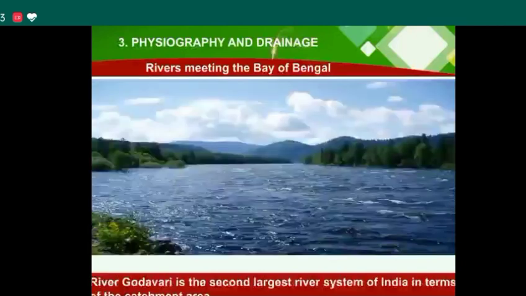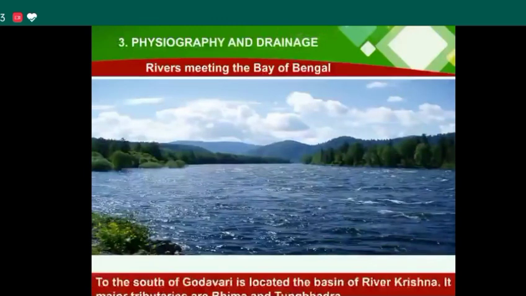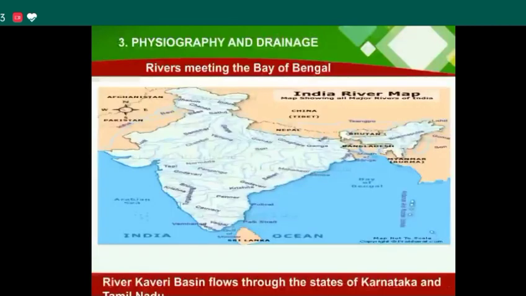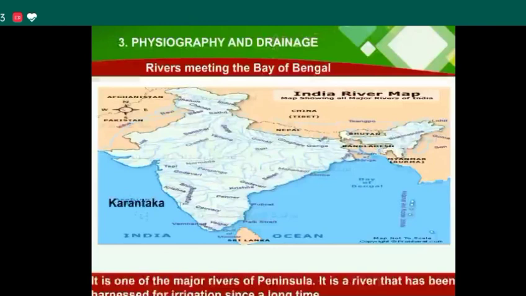River Godavari is the second largest river system of India in terms of catchment area. To the south of Godavari is located the basin of river Krishna. Its major tributaries are Bhima and Tungabhadra. River Kaveri basin flows through the states of Karnataka and Tamil Nadu. It is one of the major rivers of the peninsula. It is a river that has been harnessed for irrigation since a long time.